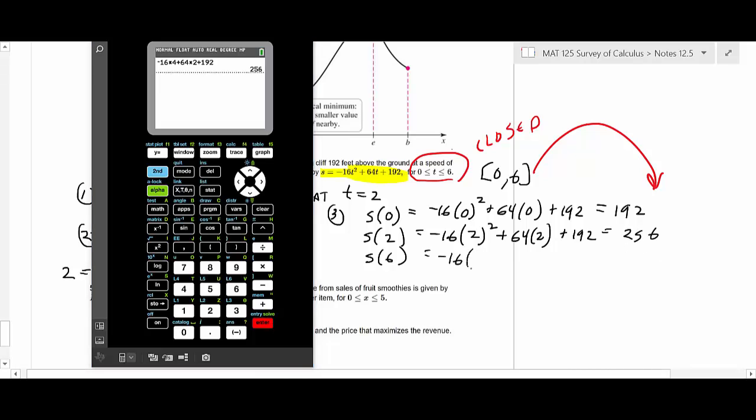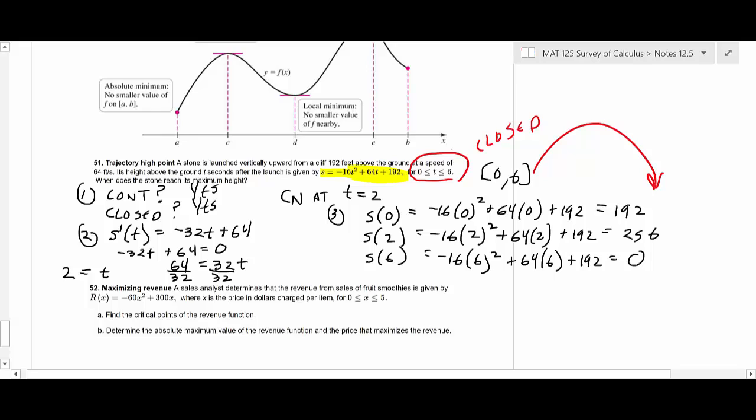Then do the 6. So you'll have negative 16 times 6 to the second plus 64 times 6 plus 192. So let's do that. That'll be negative 16 times 36, 6 to the second is 36, plus 64 times 6, and then plus 192. Let's record what that is. So that's back to 0. So you're back to the ground. You've hit the ground is what's happened there. So what is the absolute max? Yeah, 256. So right there is your answer.